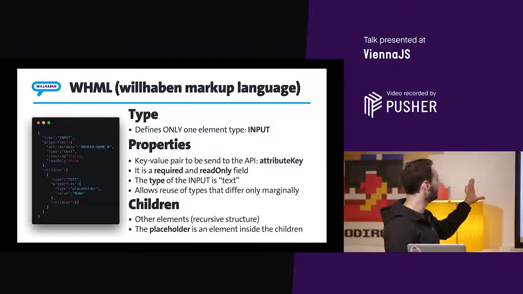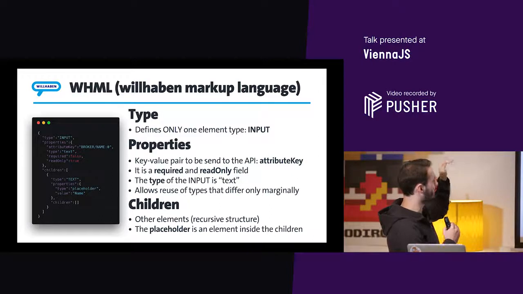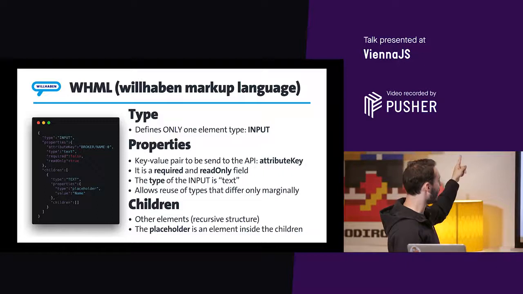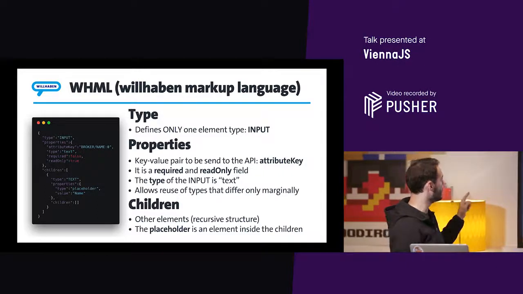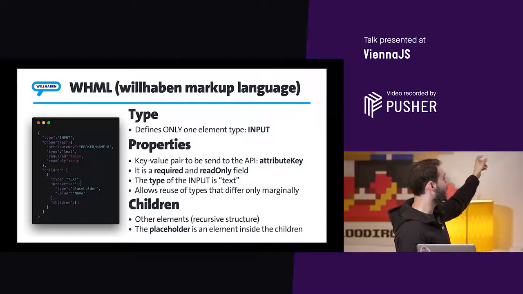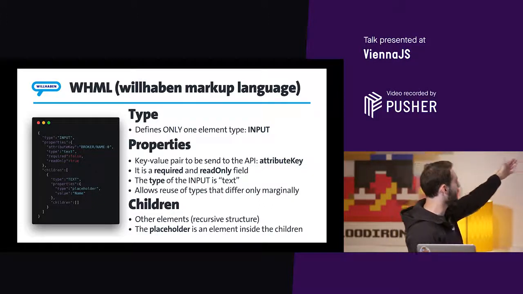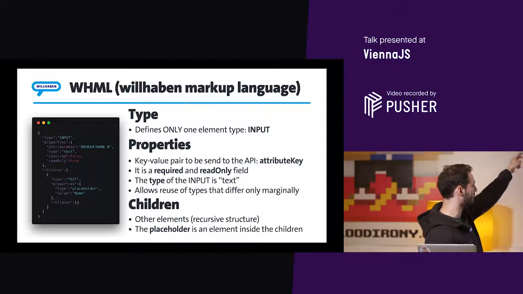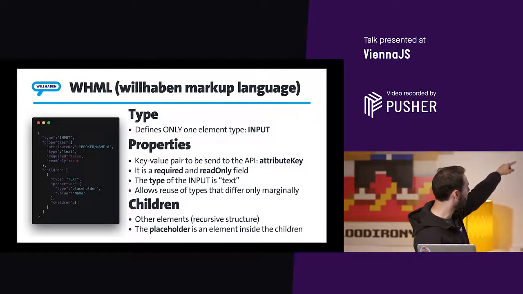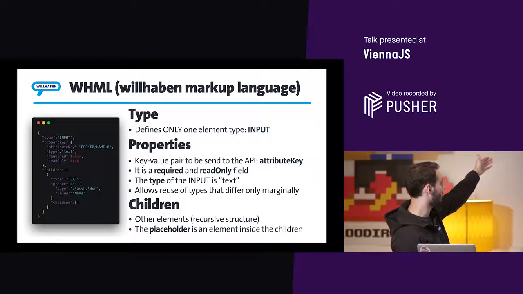Okay, I hope you can see it. So every node of our WHML, the Willhaben Markup Language, has three main properties. One is type, which defines only one element type. In this case, it is an input. Properties is a key value. So for example, the key value pair to be sent to the API is called attribute key. In this case, it's broker's last name, that means it's the name of the user. In this case, it's a not required, but read-only field. And the type is text.